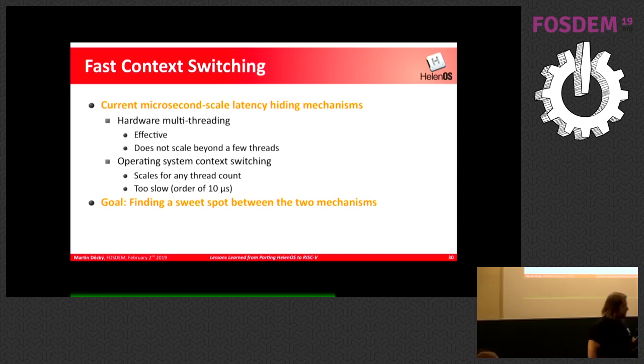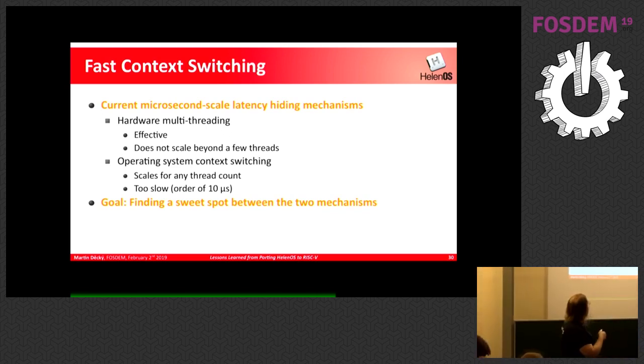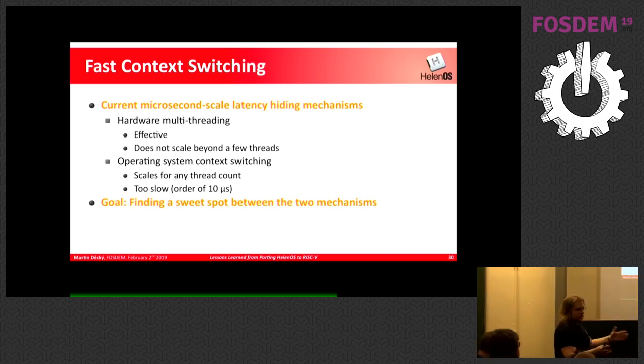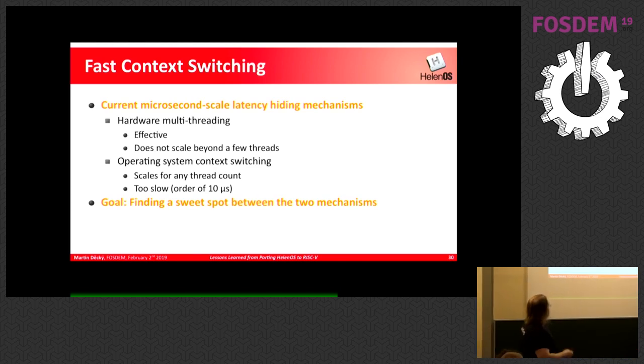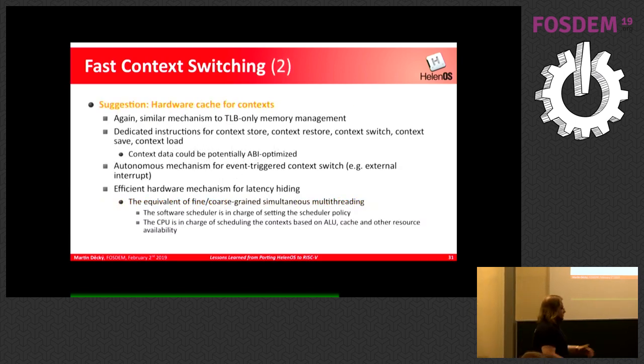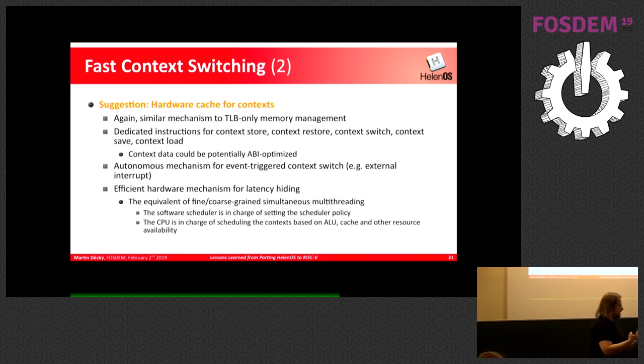There are mechanisms to solve this, like hardware multithreading, which is very effective in doing that, but usually in current CPUs you have just a fixed number of hardware threads, and you have to use software-based context switching to have more. So how about finding or designing a mechanism that would combine the benefits of both? Something like a hardware cache for thread contexts that would scale to a reasonable number of contexts, and dedicated instructions to store, restore, and switch those contexts.